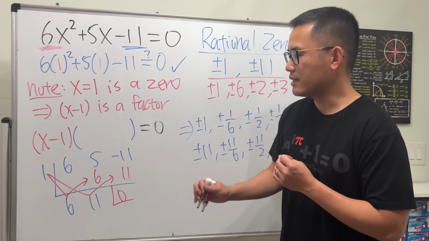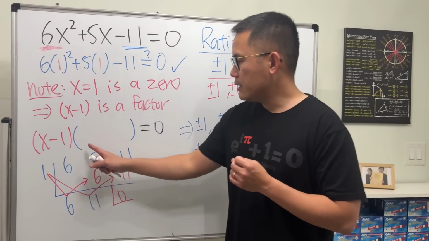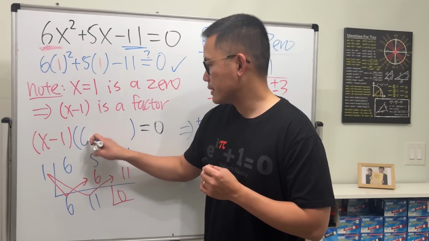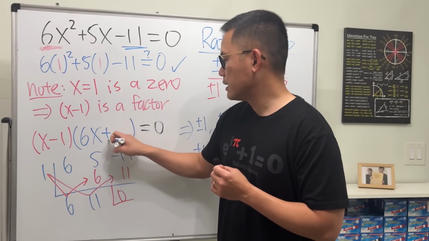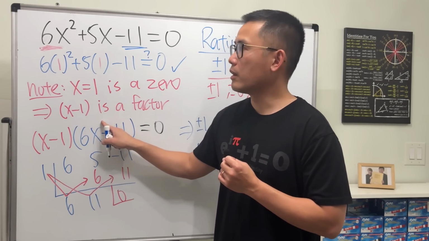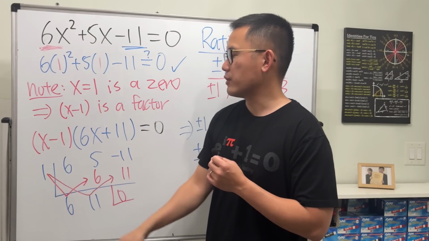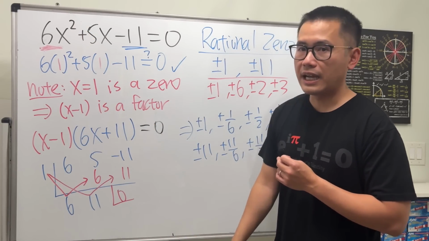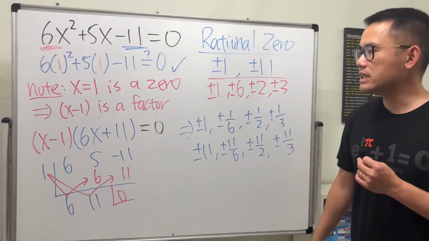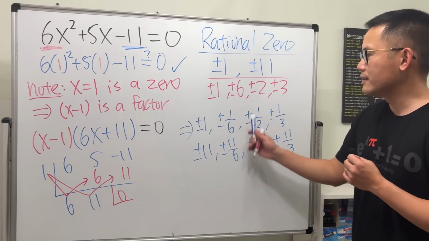So that's a nice connection. And this factor is going to be 6x plus 11. This power went down by 1 because we have x squared in the first place and then divided by x to the first power. So it's just like that. So now we have successfully factored the quadratic.